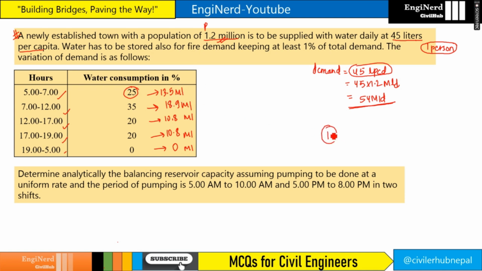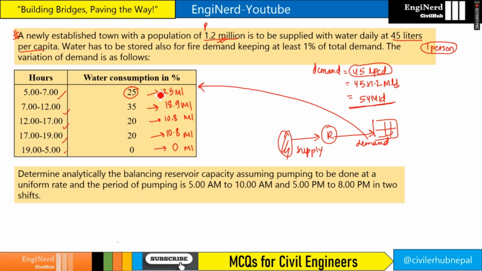So here is the reservoir, and let's say this part is demand and to the consumers, and this part is the supply from, let's say, a river or tube well or something, right? We can put it here to the reservoir. Now the demand part is given in the table. We just calculated this for the demand part.